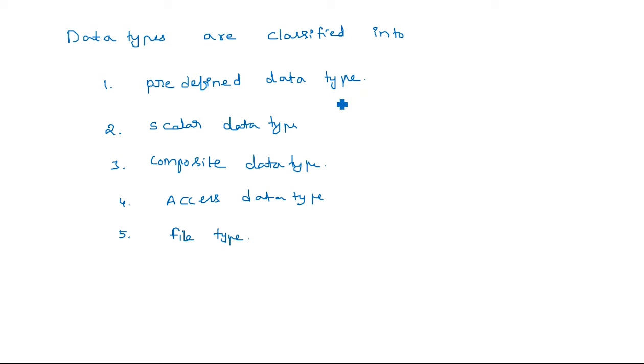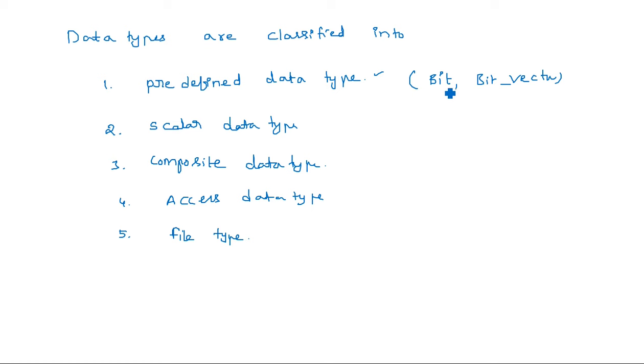Predefined data type means an integer is a predefined data type. Boolean is a predefined data type. And we have seen operators AND, OR, NOT, all these operators. Predefined data types also have two more, bit and bit vector. Bit and bit vector are used to represent a variable that may be a single bit or a group of bits.